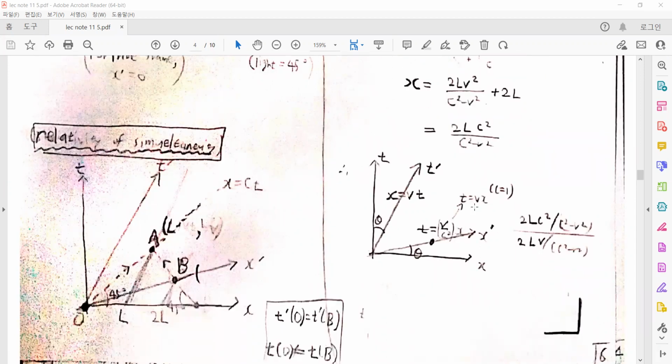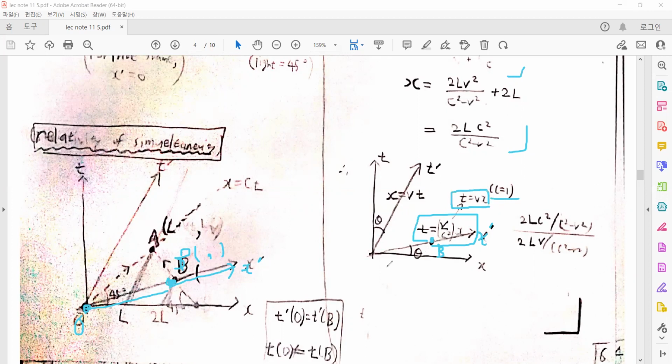So we can find the point B here. And both O and B in the moving frame should be at the same time. So we can find the x prime axis through the point B in this space-time diagram. And we know the x and t coordinates of the point B. So the x prime axis is given like that, t equal to v over c squared times x, and if we set c equal to 1, then t is just vx.